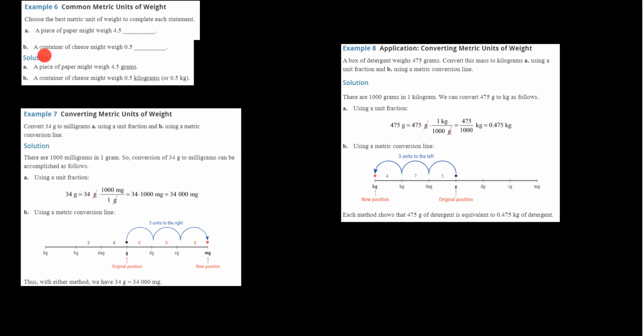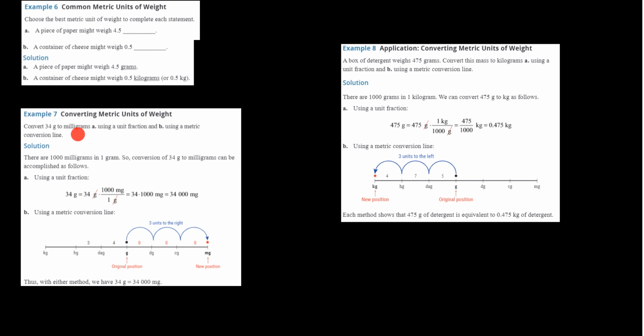All right, and then a container of cheese might weigh 0.5 what? Well, a container of cheese might weigh 0.5 kilograms. And I think that seems a little bit easier than grams. Again, only because, and I'll be honest with you, I don't think I really know how much a gram is. I mean, I do. I've used them in my science courses where I've had to measure things. But if I held something that was a gram, I don't know if I would say, hey, this is 3 grams. That's it.